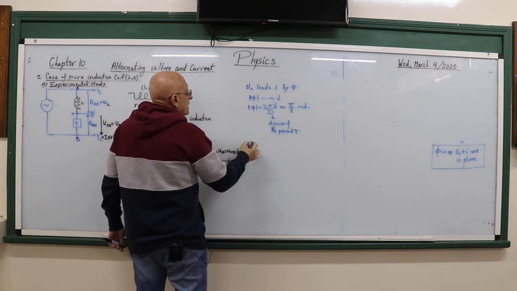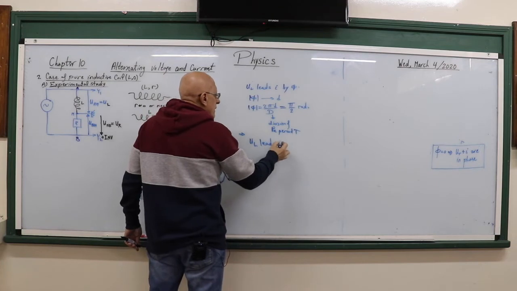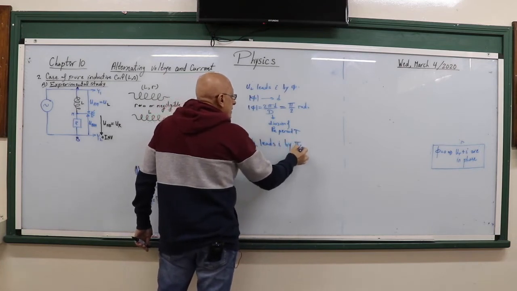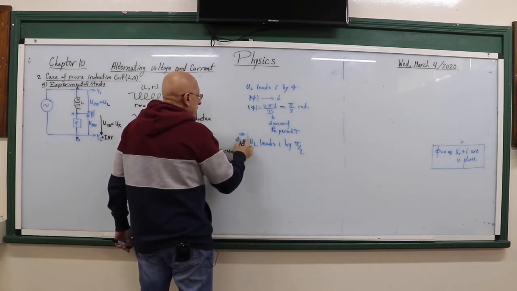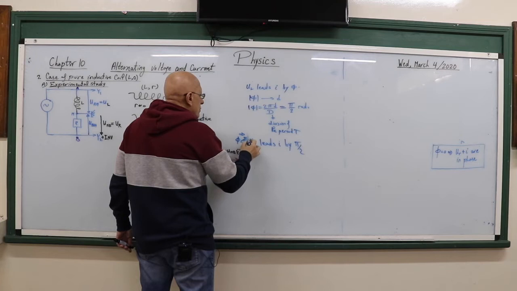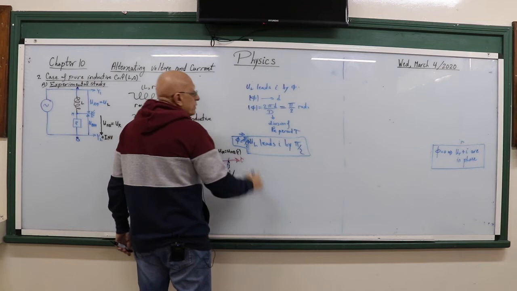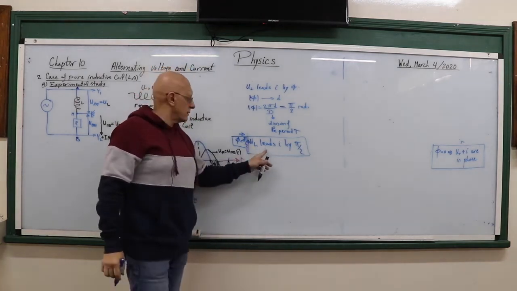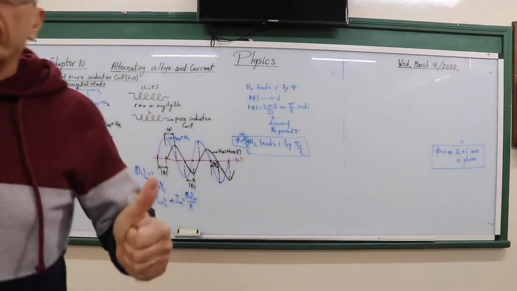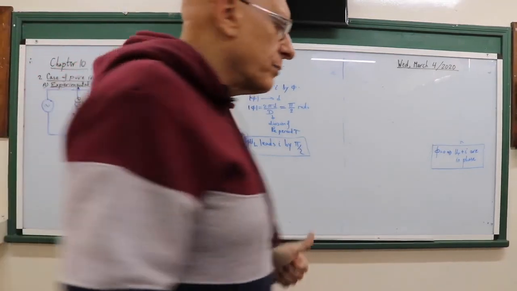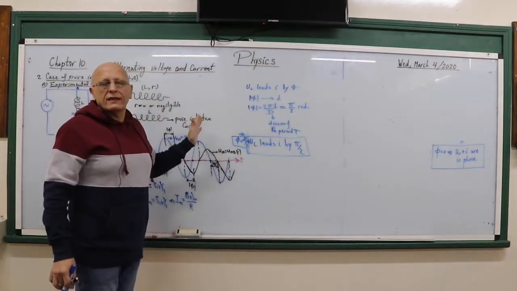Then we deduce that UL leads I by pi over 2. Since phi equals plus pi over 2, this should be memorized by heart. In the case of a pure inductive coil, UL leads I by pi over 2. This was the experimental study.